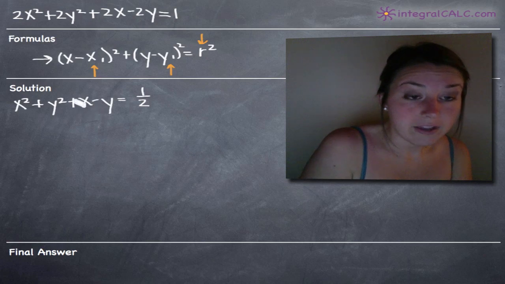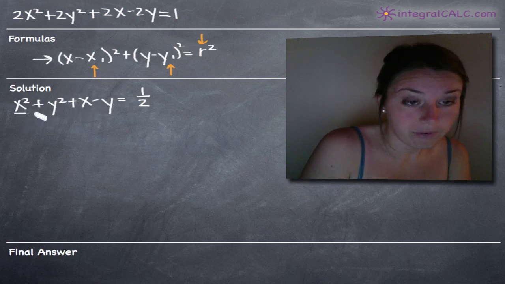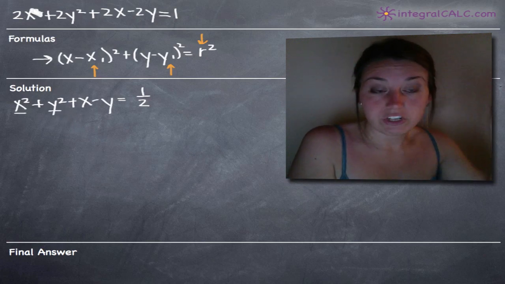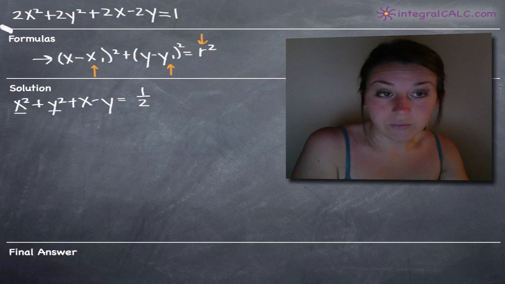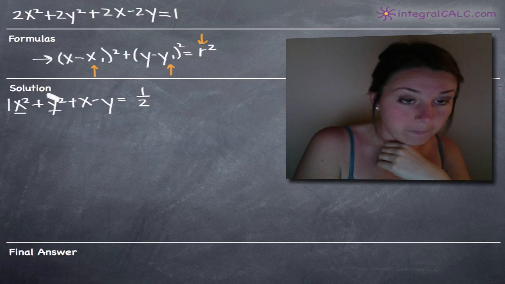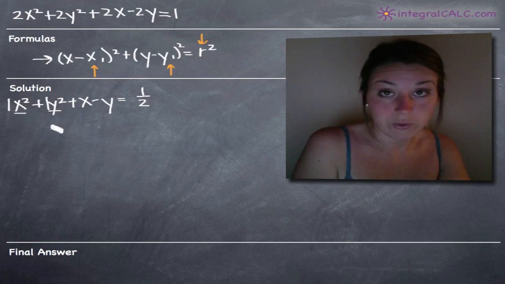The reason is because we need the coefficient of both our x squared term and our y squared term to be 1. And right now the coefficient is 2. So in order to get rid of it, we have to divide everything by 2. Now we've got a coefficient of 1 in front of both x squared and y squared, so we're good to go.